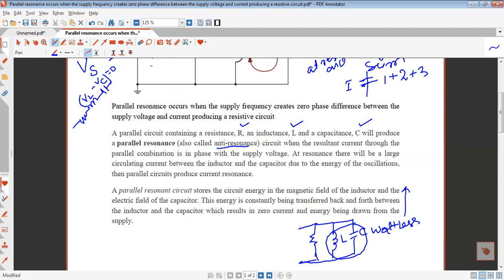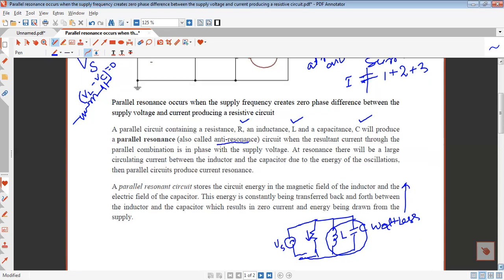So whatever voltage we are giving here, all the energy will be available in the resistance only. Whatever energy is coming from the source will go to the resistor only. So this is a very interesting definition.